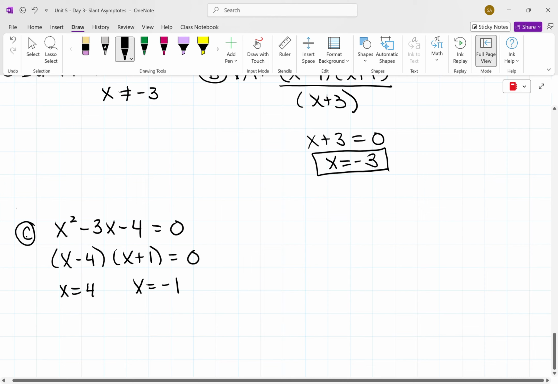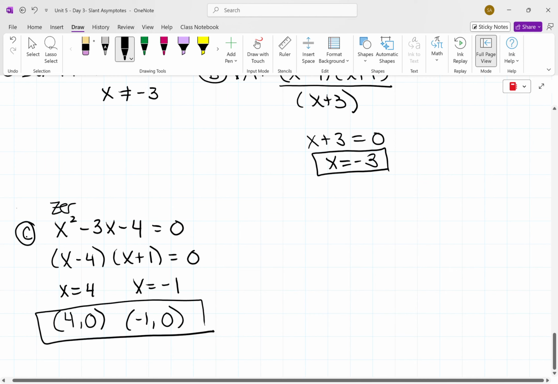Now remember, the zeros represent where our graph crosses the x-axis. So how do I write these zeros as a point? It'll be 4, comma, 0, you got it. And then negative 1, comma, 0. These are our zeros.